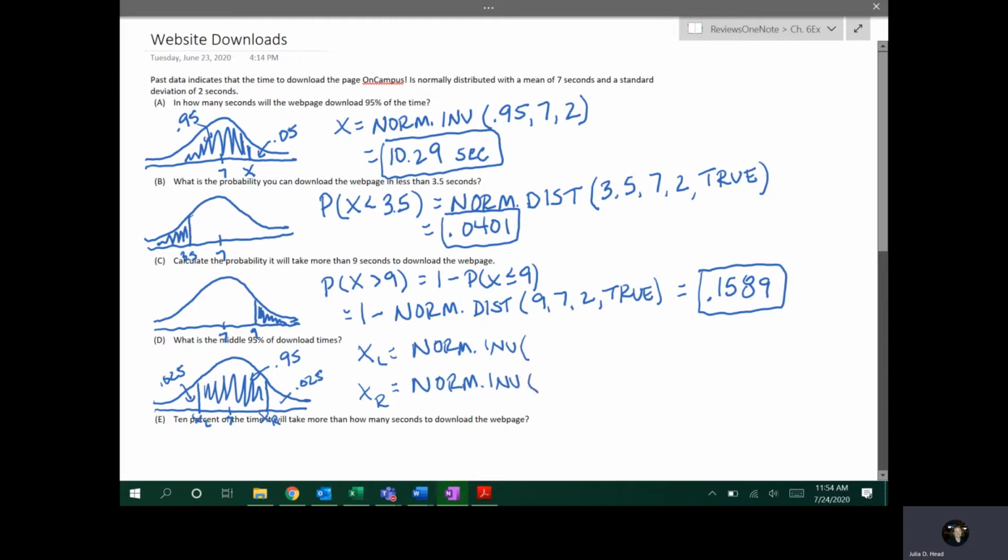Now for XL, this one is pretty straightforward. There is 0.025 to the left. But for XR, you can do this two ways. You can either say the left 0.025 plus the middle 0.95 is 0.975, or you can use the complement rule and say, well, if there's 0.025 to the right, then there must be 1 minus that, or 0.975 to the left.